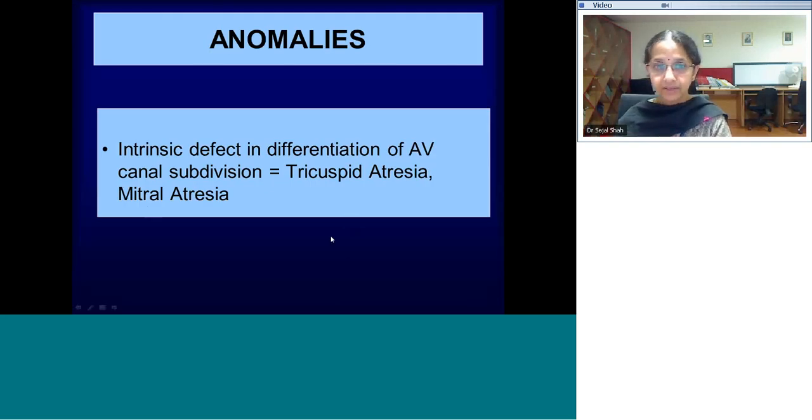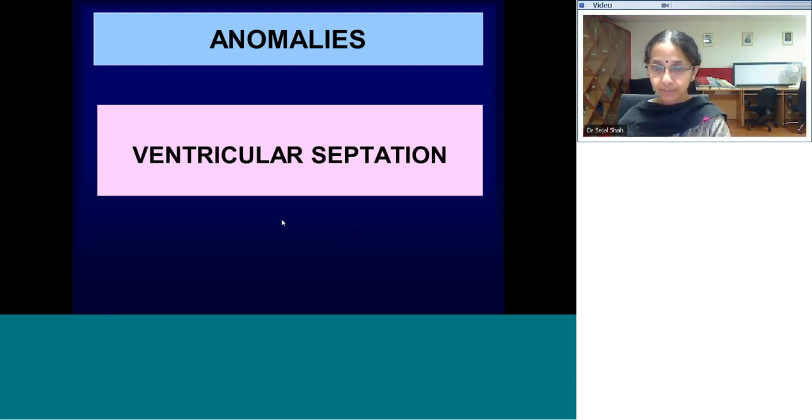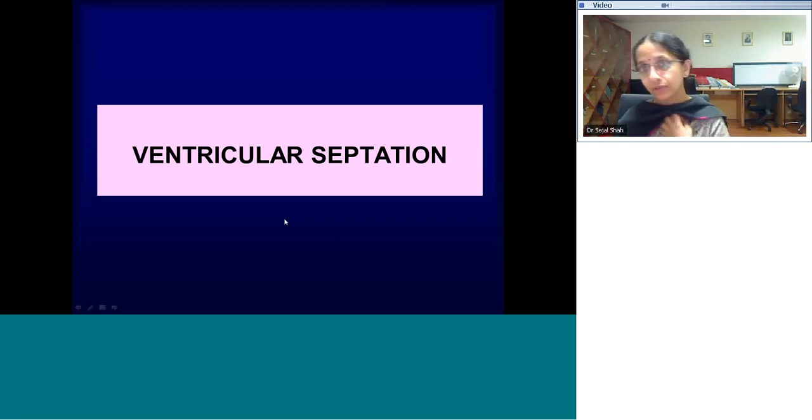If there is a problem in this process, you have conditions which give rise to abnormal tricuspid valve and mitral valve development, like stenosis and atresia. So if there is a problem in the differentiation of the atrioventricular canal, it can give rise to tricuspid or mitral atresia or stenosis. Now coming down to the ventricular septation.